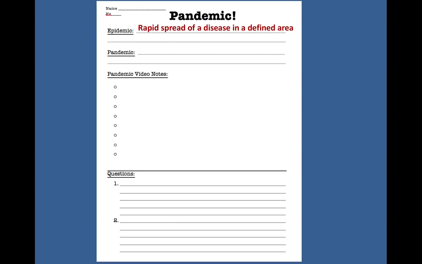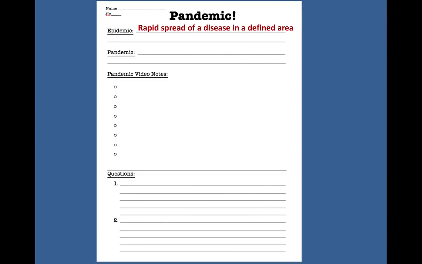So when we say defined area, that might mean the state of Minnesota. That might mean Woodbury Middle School. That might mean the United States. It's us looking at a specific area and noticing that there is a disease that is spreading very quickly. This winter, you might have heard a lot of talk about the influenza epidemic going on in Minnesota because of the number of cases of influenza that came up this year.